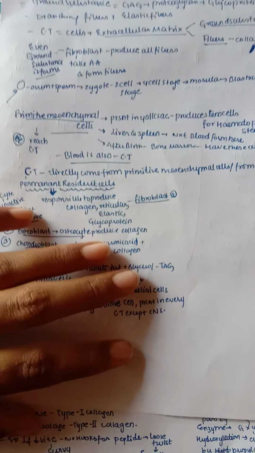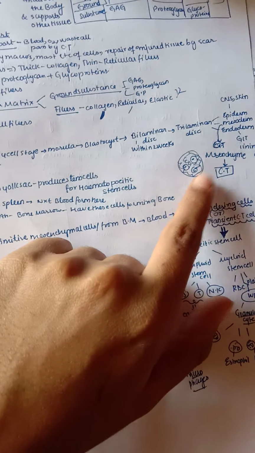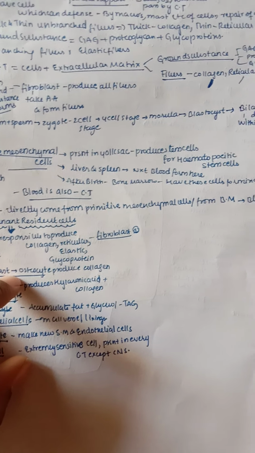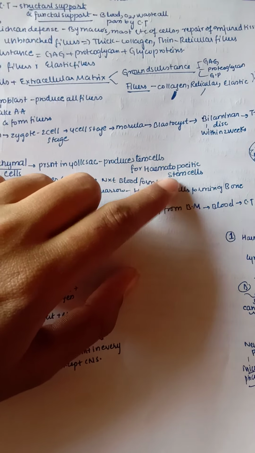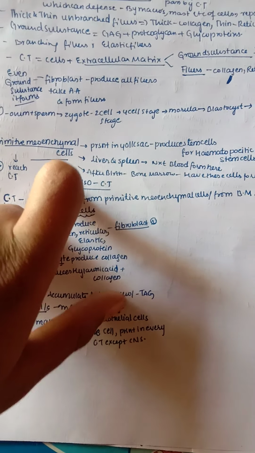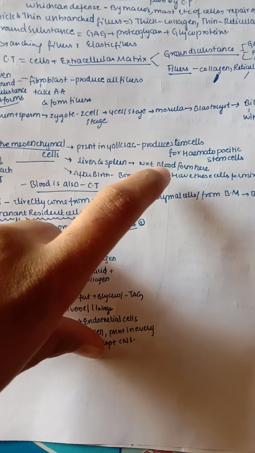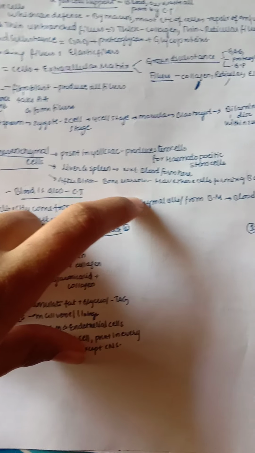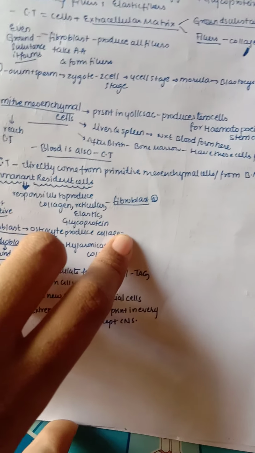So first, let us see the primitive mesenchymal cells. They are nothing but the first, that is this one. So first, the mesenchymal cell is present in our yolk sac and produces hemopoietic stem cells, which can produce our blood cells, RBC, WBC, etc., platelets. And these primitive mesenchymal cells next travel into the liver and spleen, and next the blood forms here, and after birth it travels into the bone marrow and has these cells forming the bone.